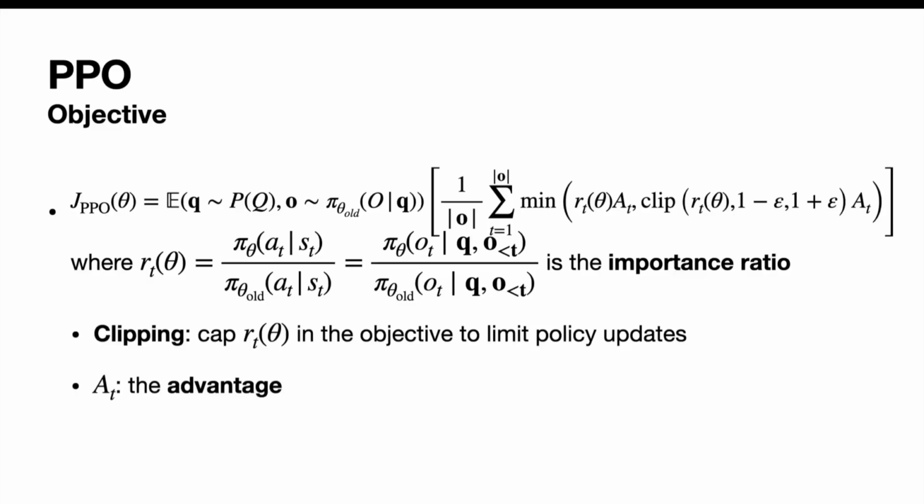Here, A_t is the advantage term we introduced earlier in the GAE section. It tells us whether this sampled token was better or worse than expected. If this formula still feels abstract, don't worry. In the next few slides, we will break down the three important parts: the importance ratio, clipping, and how the advantage A_t is computed in practice.